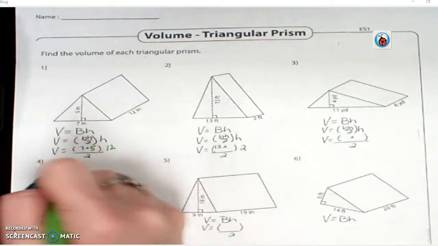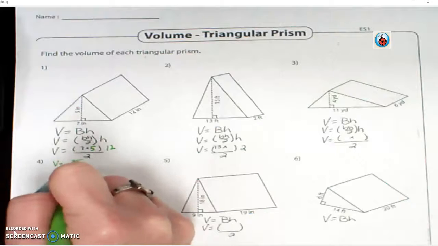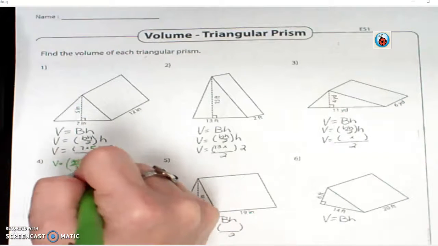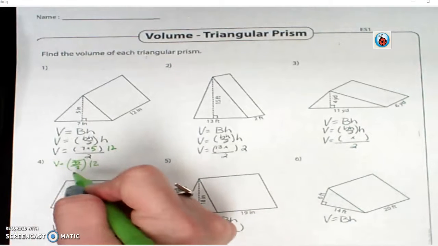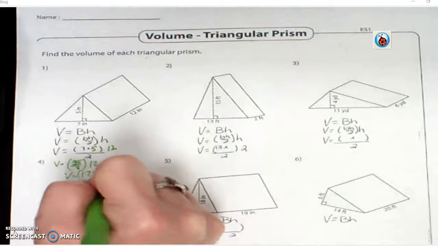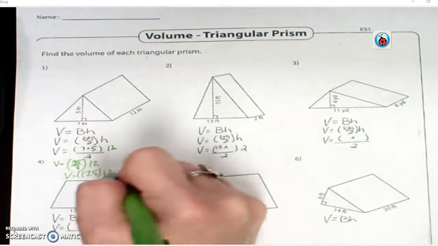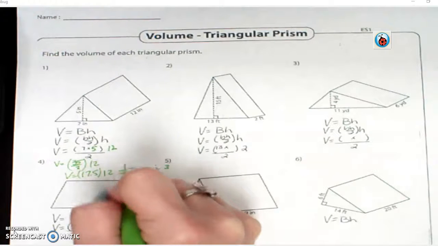All right, so 7 times 5 is 35 divided by 2 times 12. So 35 divided by 2 is 17.5. Times that by 12, and you're going to get 210 inches cubed.